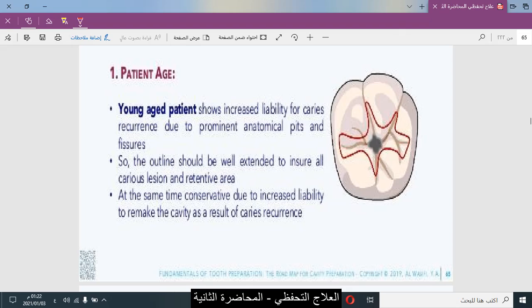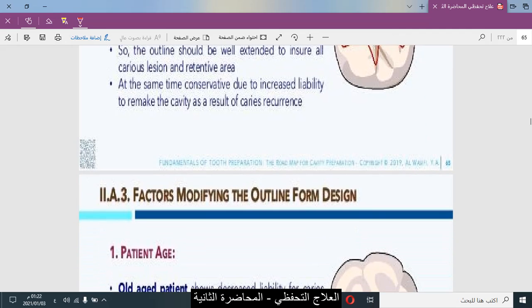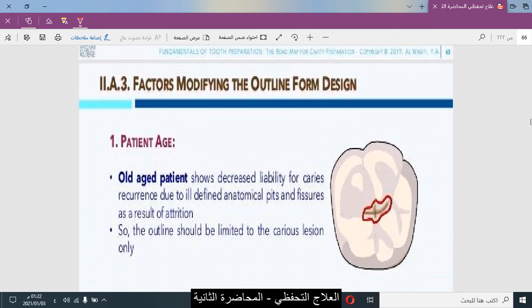In a younger patient, the possibility of recurrent caries is high because of deeper fissures and grooves here. So we must ensure the region is retentive, and we have to reduce the risk by doing fissure sealing or enameloplasty for the other part, which is not involved by caries. For older patients, the possibility of recurrent cases is low, because there is attrition and the fissures will be shallow. So enameloplasty is not needed because self-cleansing is present.